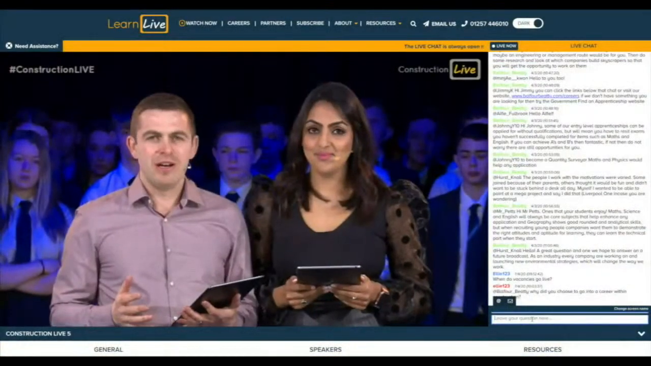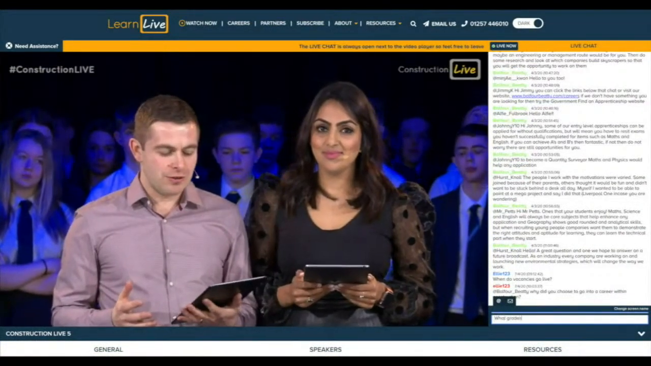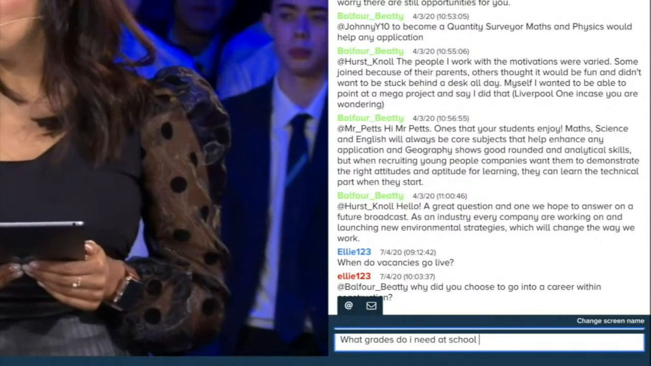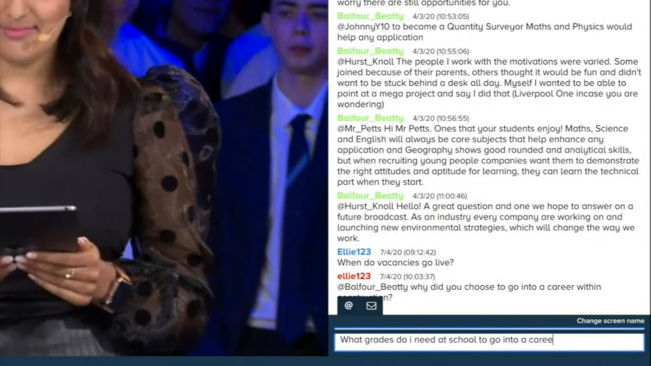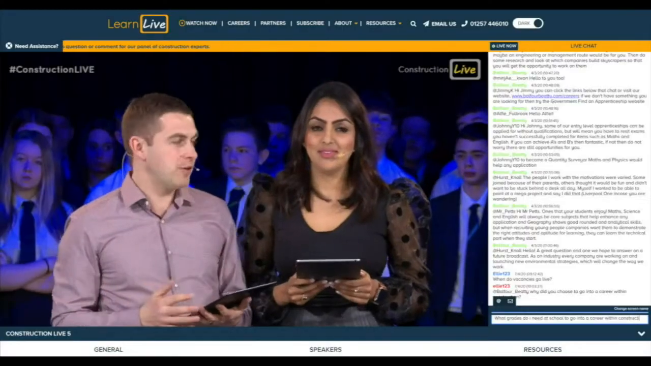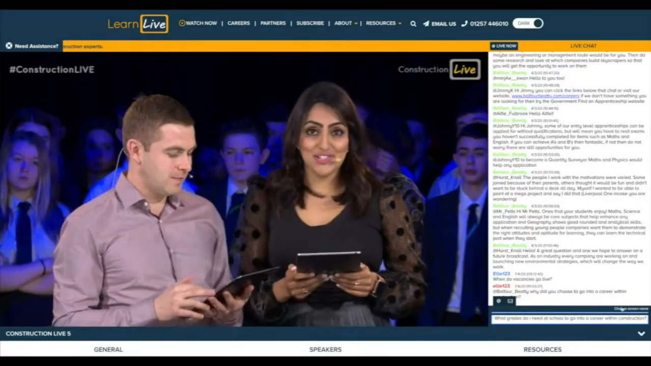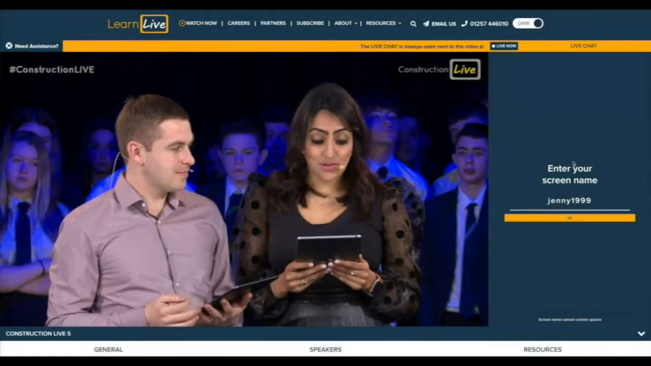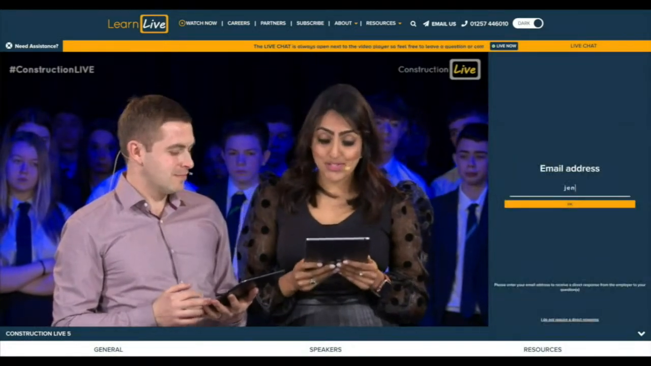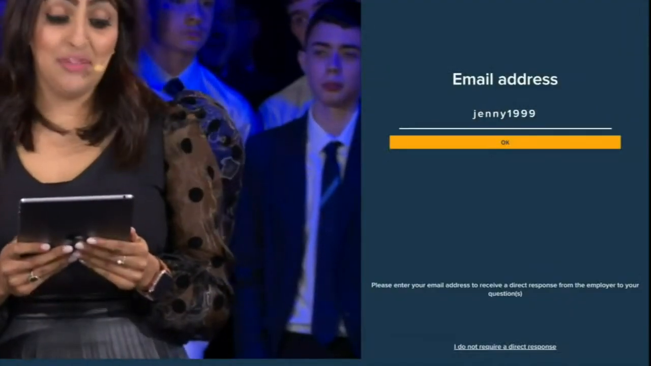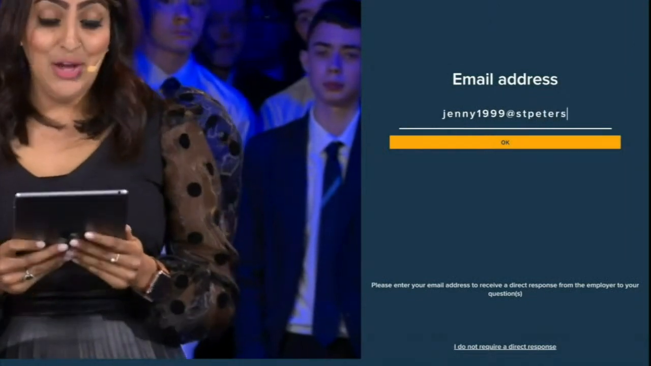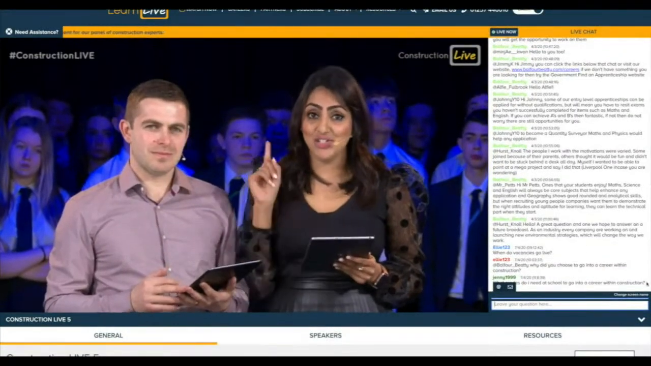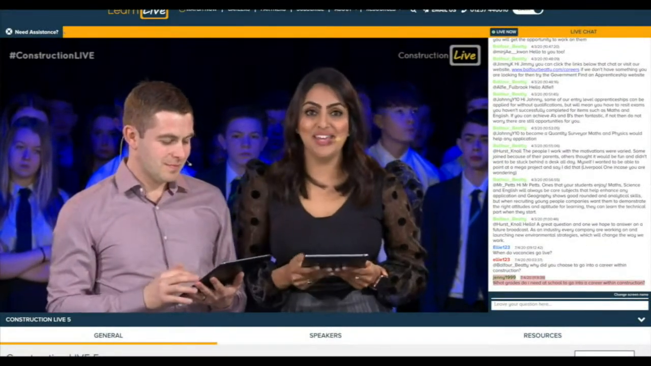To use the chat facility, the first thing to do is to type your comment or question into the chat box. You can now enter your screen name. Your screen name will show when you type your question or comment. Now you will see the chat facility ask for your email address. As I mentioned before, each of our pages are linked to people from the organisation who can reply to your questions. You can enter your email address, which will not be shared with anyone, to get a direct response from the people behind the broadcast.